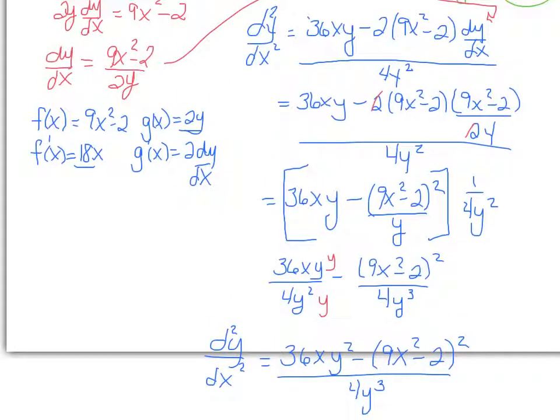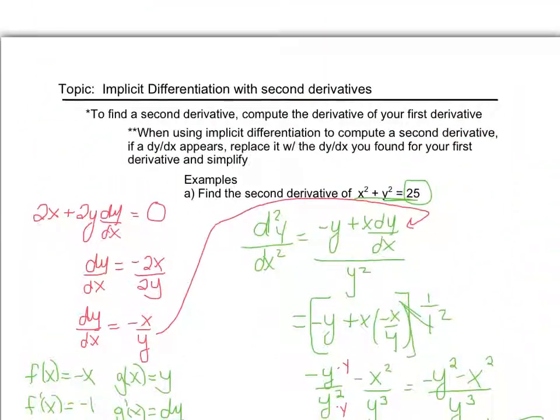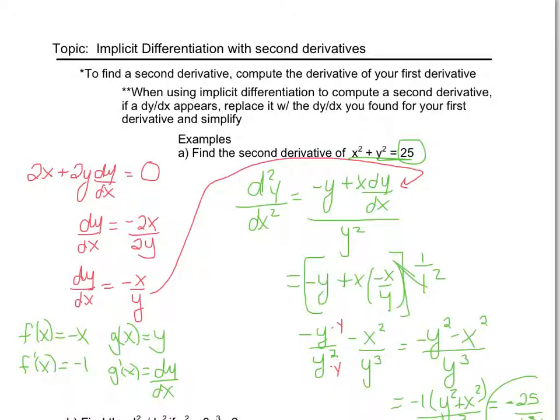So just a quick recap at the end of this video. Big thing is to find a second derivative, we are just taking the first derivative and finding the derivative of that. Don't forget that if dy/dx appears, we want to replace that with what we found for the first derivative. And just again, being careful and really watching your steps, because there are a lot of them, and we oftentimes are going to involve a quotient rule or a product rule when we're finding that second derivative.